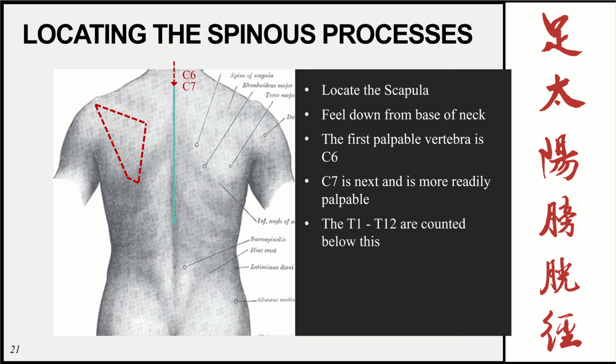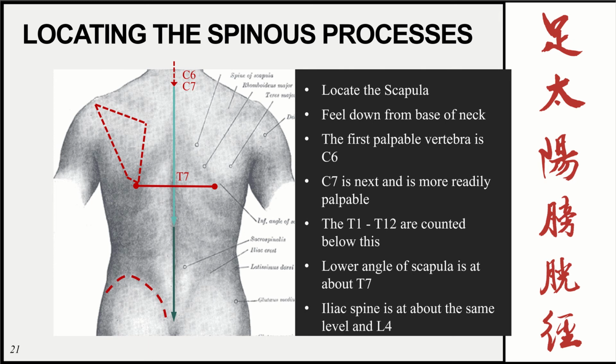Okay, and then once we've discovered those, from C7 we count T1 and down, and then at the angle of the scapula we know that we can count T7 there. And then if we find the iliac crest, we can find L4, which is level with the iliac crest or the iliac spine. Okay, so that's how you would find these. So if you're finding points, you would use these two measurements to speed up the process instead of having to work all the way from C7, counting all the way down to L4. This is much quicker.